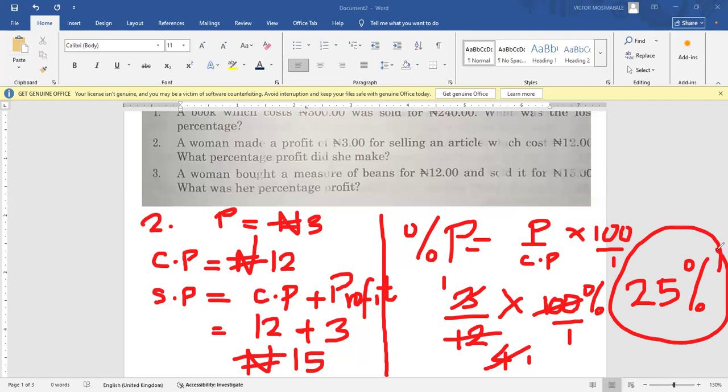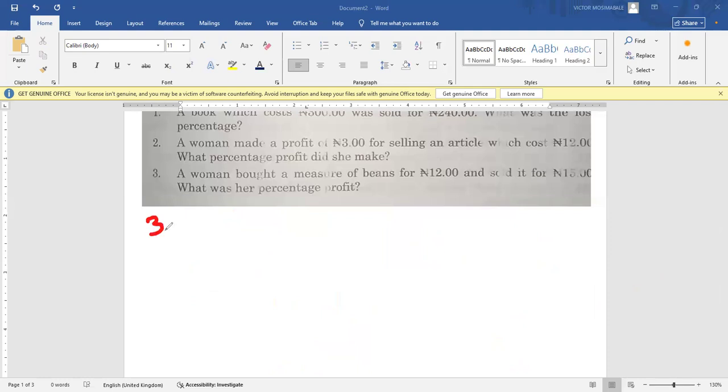Are we together? All right, so you can pause this video and then copy this down to your notes, note it down, and then you can replay the video. But I will be erasing this part because of space, for want of space. Number 3, we have a woman bought a measure of beans for this. So that word bought is a keyword for cost price. Do we get that? It's a keyword for the cost price.